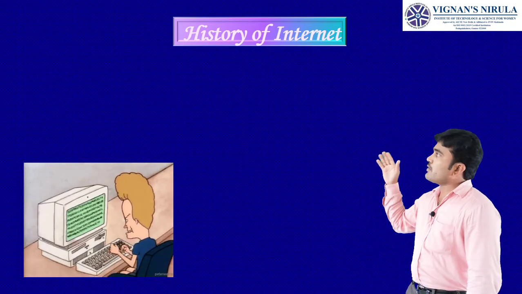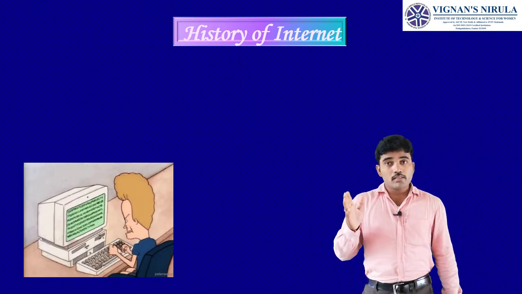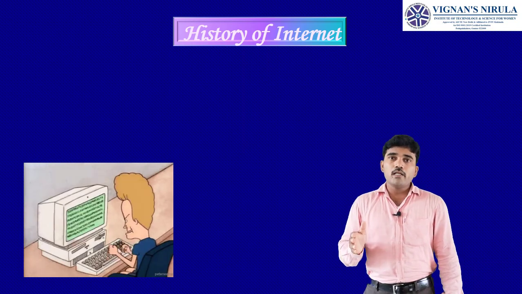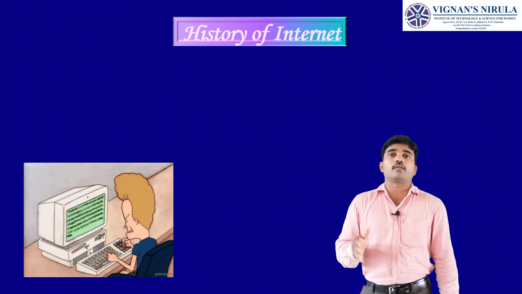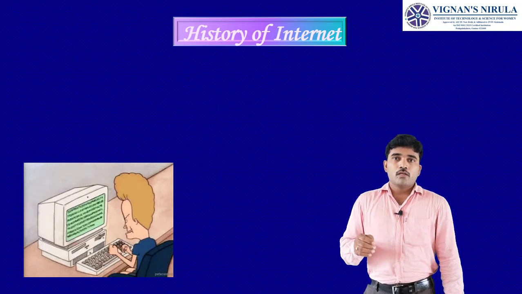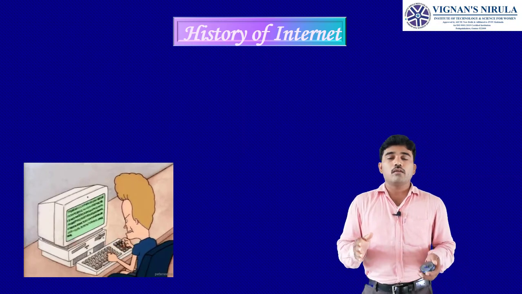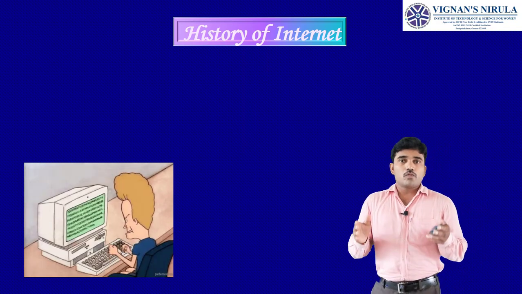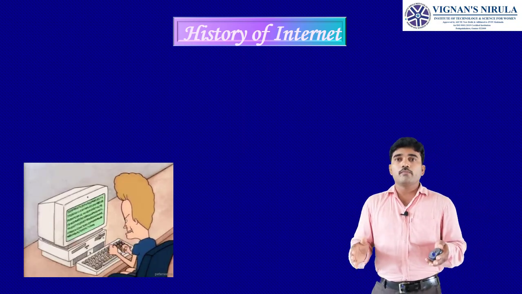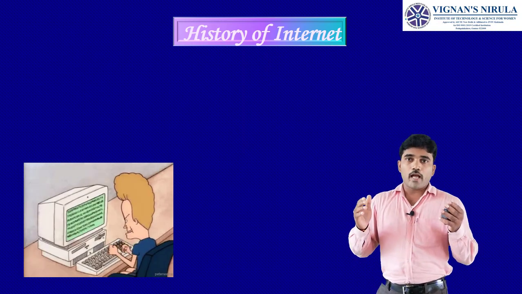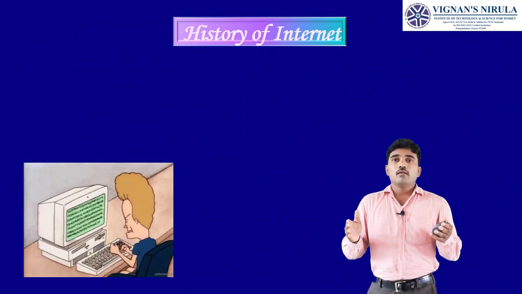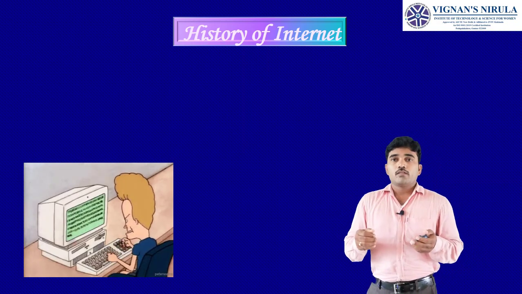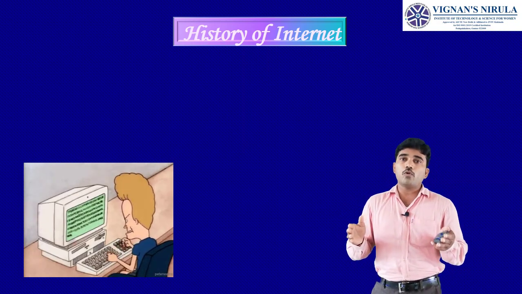Basically, coming to the history of the internet, in 1960, the US Department of Defense decided to build a large scale computer network. This network was designed to provide communication among computers, to access remote computers and to access shared data. This type of network has robustness.